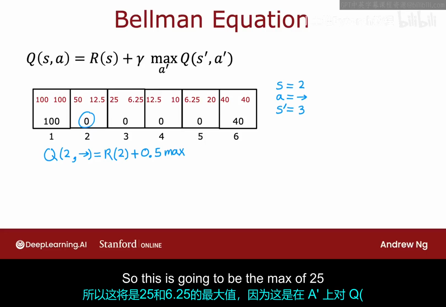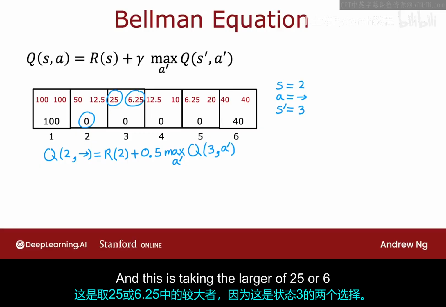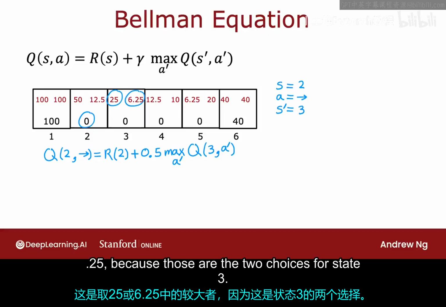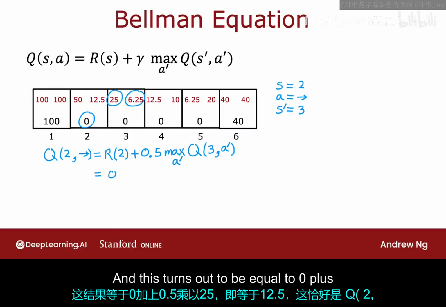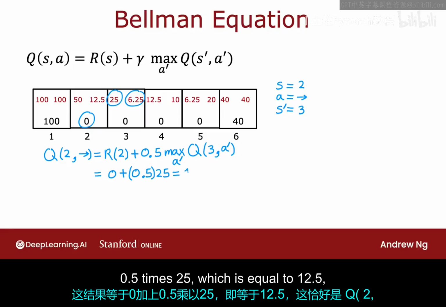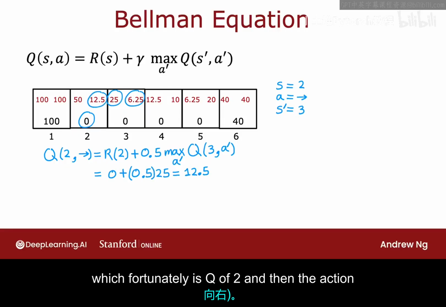So this is going to be the max of 25 and 6.25, since this is max over A prime of Q of S prime, comma A prime. This is taking the larger of 25 or 6.25, because those are the two choices for state 3. And this turns out to be equal to 0 plus 0.5 times 25, which is equal to 12.5, which fortunately is Q of 2 and then the action right.